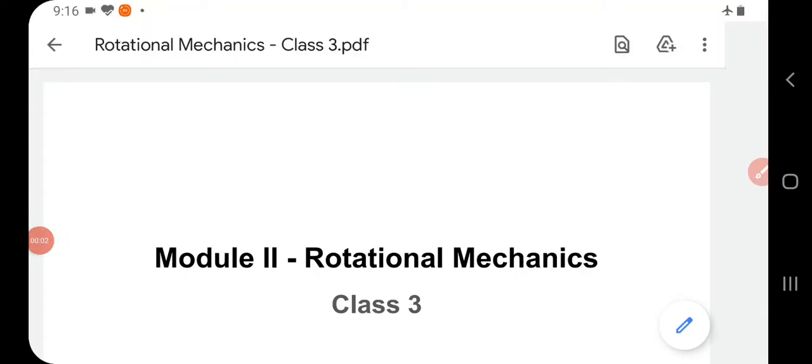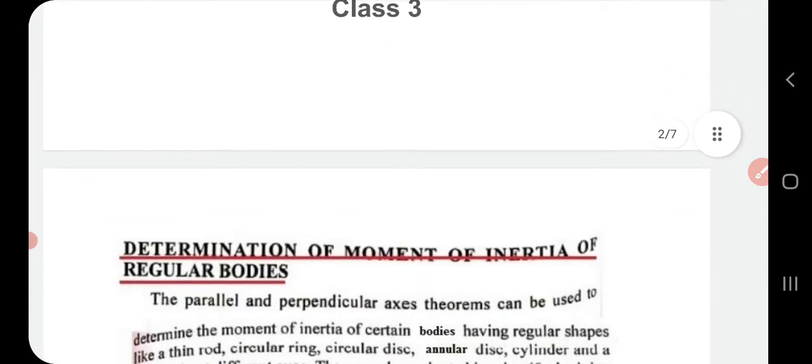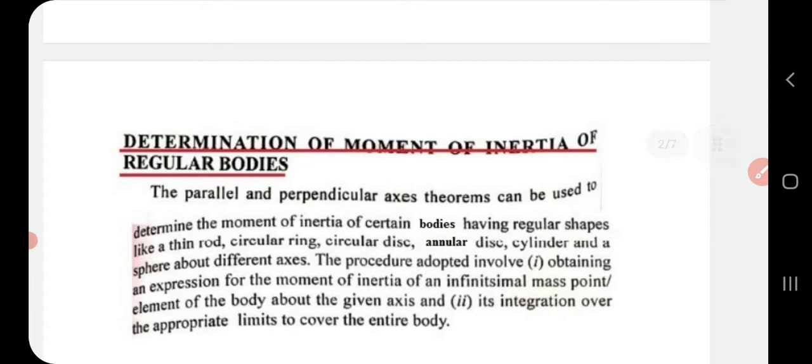Morning. Now this is our third class on the module 2 rotational mechanics. Today we are going to determine the moment of inertia of some solid bodies having regular shape like thin rod, circular ring, circular disc, annular disc, cylinder, sphere, etc.